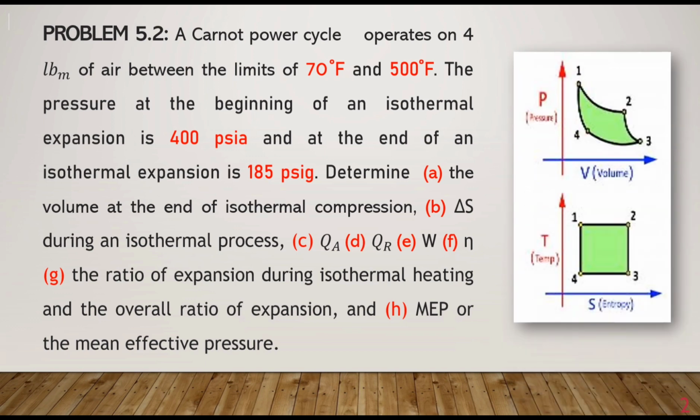So determine A, the volume at the end of isothermal compression, B, change in entropy during an isothermal process, C, QA, D, QR, E, W, F, efficiency, G, the ratio of expansion during isothermal heating and the overall ratio of expansion, and H, MEP, or the mean effective pressure.